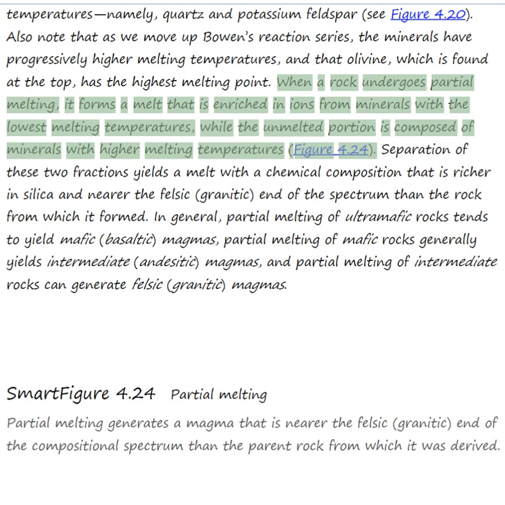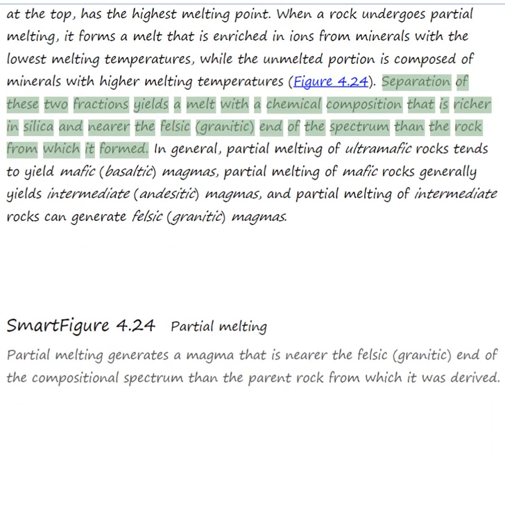When a rock undergoes partial melting, it forms a melt that is enriched in ions from minerals with the lowest melting temperatures, while the unmelted portion is composed of minerals with higher melting temperatures. Separation of these two fractions yields a melt with a chemical composition that is richer in silica and nearer the felsic end of the spectrum than the rock from which it formed.